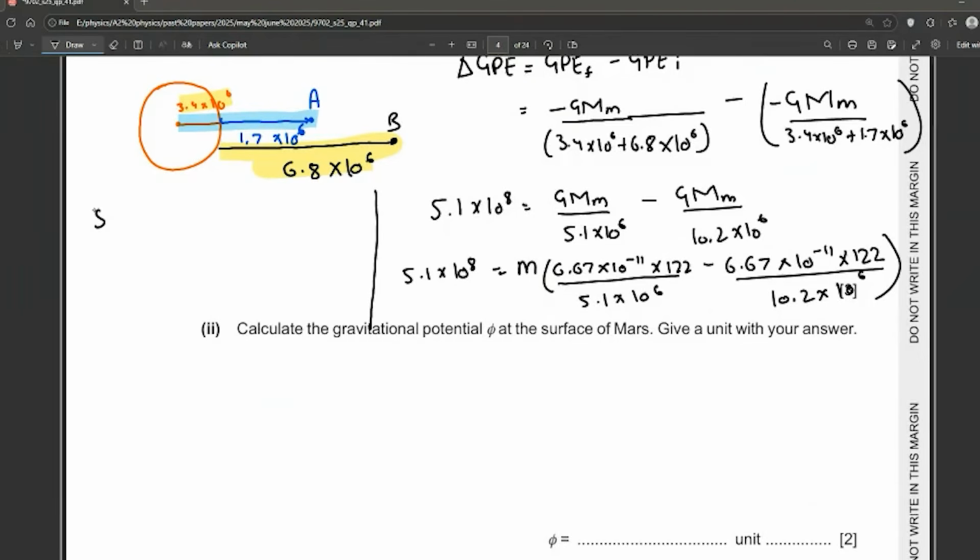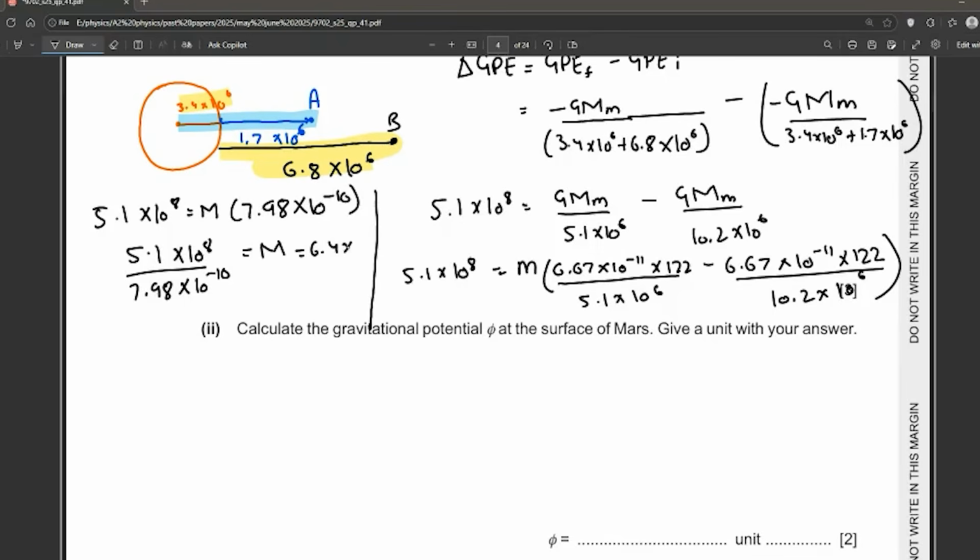Let's continue it here. 5.1 into 10 raised to the power of 8 is equal to capital M into 7.98 into 10 raised to the power of minus 16. Bring this to the downside. 5.1 into 10 raised to the power of 8 divided by 7.98 into 10 raised to the power of minus 10. What will your answer of capital M come out to be? 5.1 into 10 raised to the power of 8 divided by answer. This comes out to be what? 6.4 into 10 raised to the power of 24 kg.